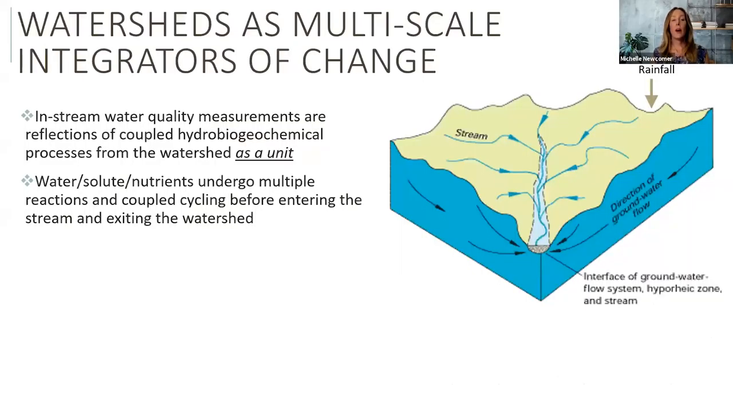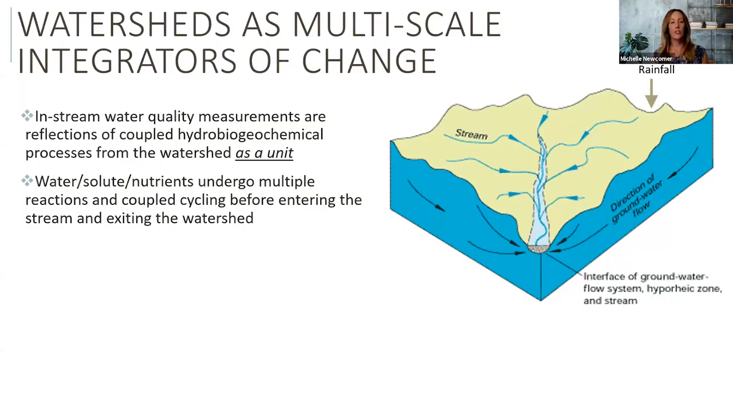This concept of a watershed is important here because the watershed is an important integrator of changes that occur within the system upstream. For example, if there's a fire in one part of the watershed, the signal of that fire will propagate down because of hydrological flow conditions. So what we're thinking about here is how do in-stream measurements reflect those coupled hydrobiogeochemical processes as well as changes? Are they indicators of those changes?